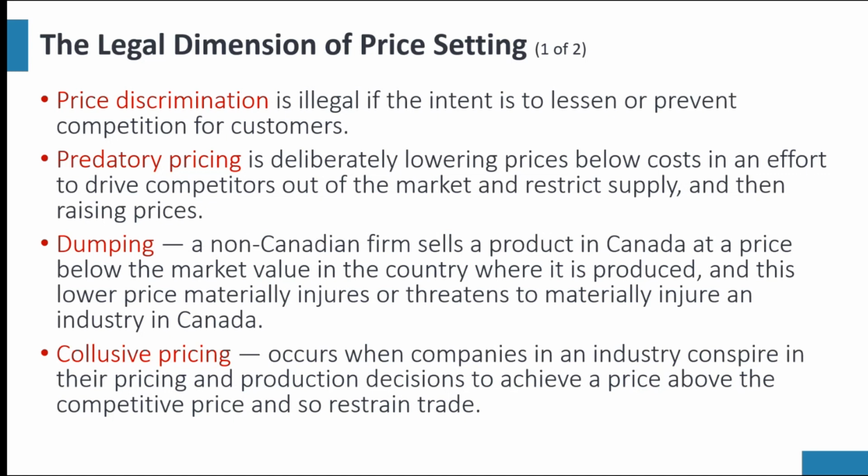Collusive pricing is also not allowed. It is illegal. Collusive pricing means that when you go for bidding on a contract and there are four firms bidding for that contract, they sit together and say, okay, if we make a collusive pricing arrangement, I quote this much price and you all quote higher than this, and I know that I will get this contract with my price. So I will share with you some of my profits and you don't need to do anything. That is collusive, like they are making some illicit contract, and by this way they want to charge more to their customers. It occurs when companies in an industry conspire in their price and production decisions to achieve a price above the competitive price and so restrain trade.